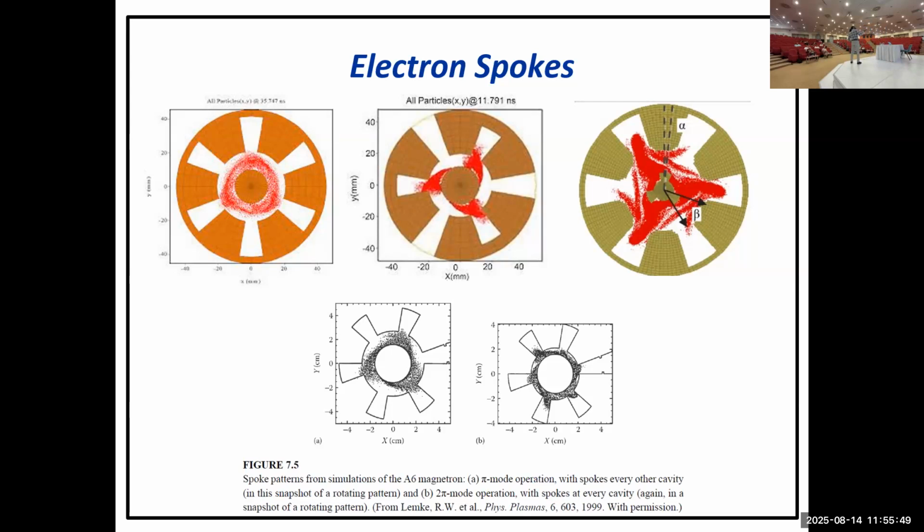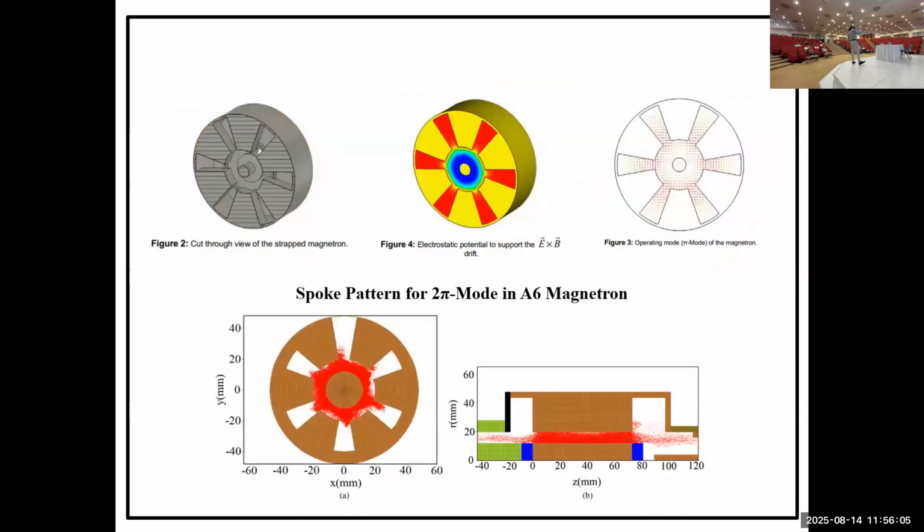So your electromagnetic RF will also have E cross B drift. And this is what causes these spokes to form. So this is in the kind of a lower layer of the description. Okay, now this is 2 pi mode for 6 cavities.